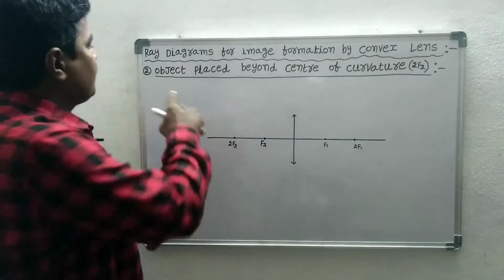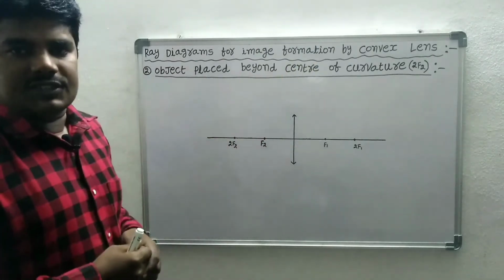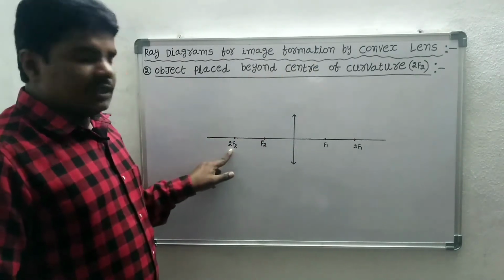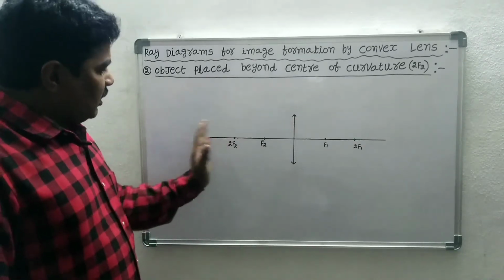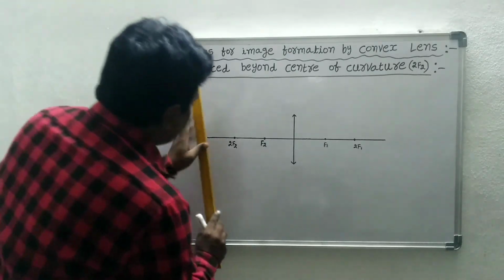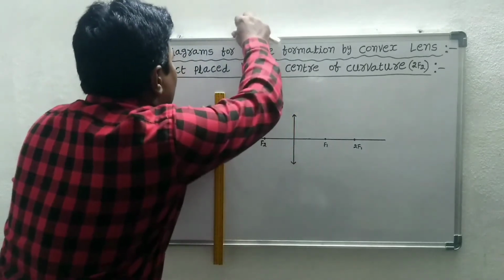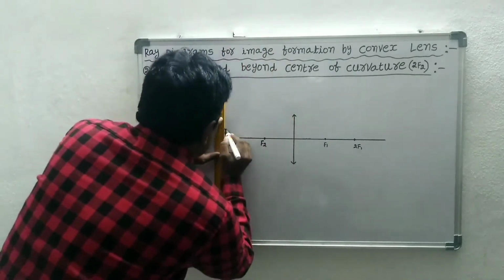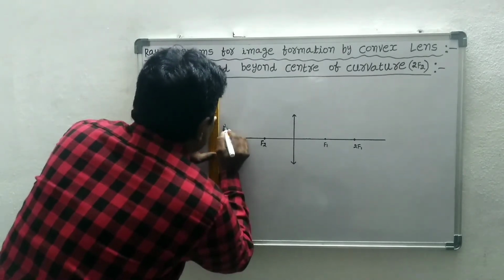Second point, object placed beyond center of curvature. Center of curvature means 2F2. We place the object beyond center of curvature. So here we place the object like this.